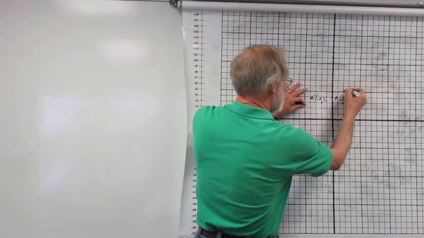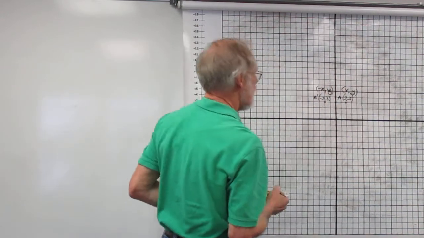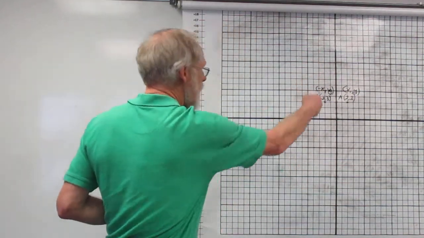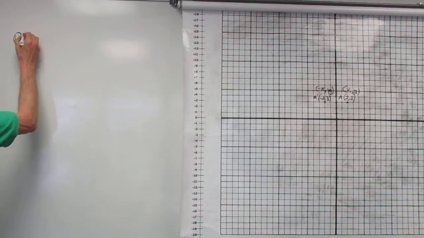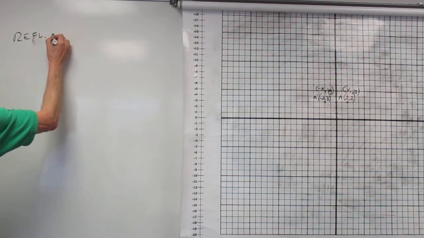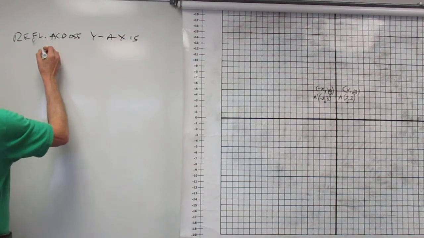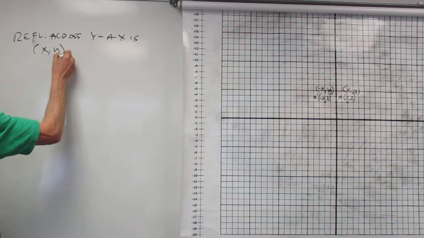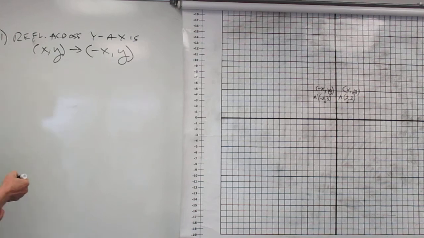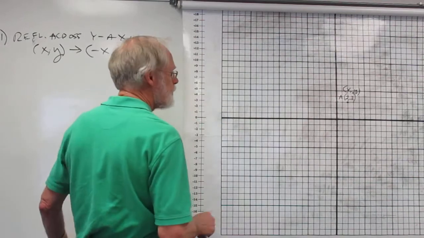Now, if this was x, comma, y, then this one is -x, y. So we're going to establish the rule here that a reflection across the y-axis takes x, comma, y to -x, y. Okay? So there's rule number 1.